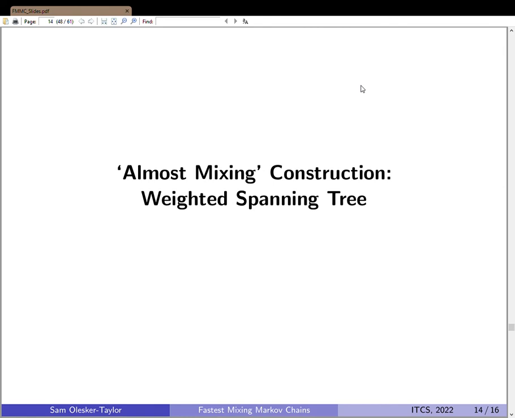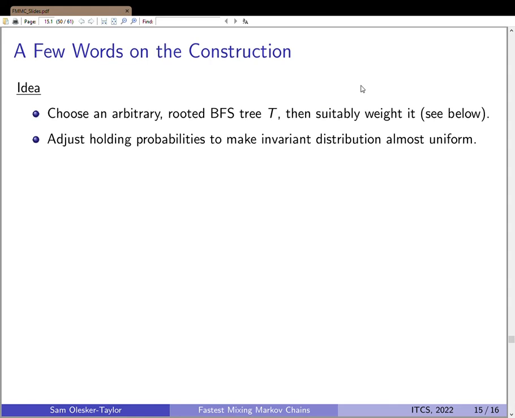Okay, so that is the matching conductance and the characterization. Now I just want to talk very briefly, even more briefly, about the almost mixing construction. And for this we use a weighted spanning tree. The idea is to choose some arbitrary rooted breadth first search tree and then suitably weight it. We then adjust the holding probabilities to make the invariant distribution close to uniform.